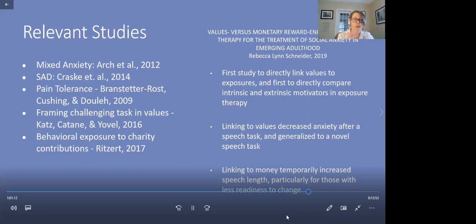And just to be quick about this, and she will be putting this out soon, I hope, so hopefully we'll have something to read in addition to just her whole dissertation document, was that although both conditions were effective in helping people engage in exposures, only the values condition, the intrinsic reinforcing condition, led to engagement in novel exposures, which suggests to me that it may be really helpful in generalizing and supporting generalization, right?